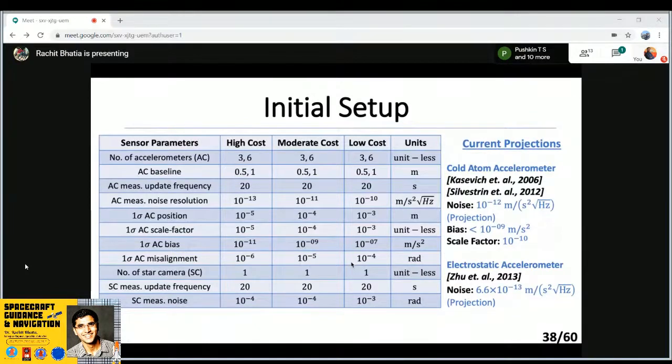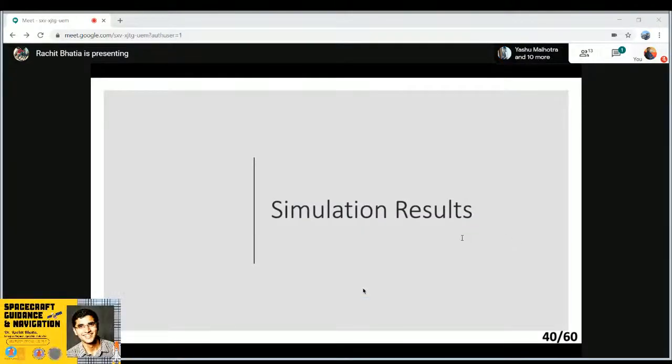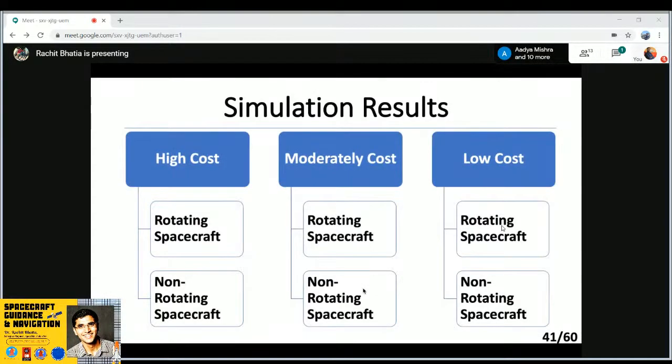Okay. Now I define the orbit. What orbit am I using? I'm using this LEO orbit, 7,000 kilometer semi-major axis, eccentricity, 50-degree inclination, etc. The reason I show these parameters is that when I present the results and you visualize them, you can see how these things change.